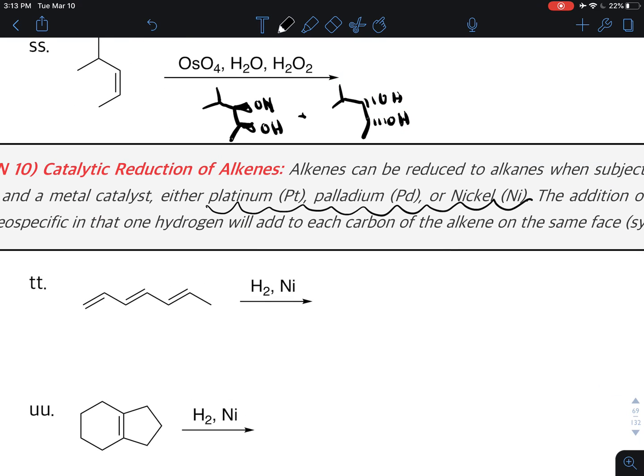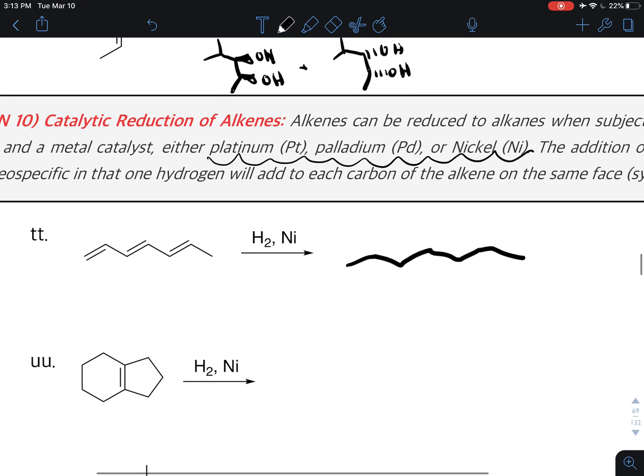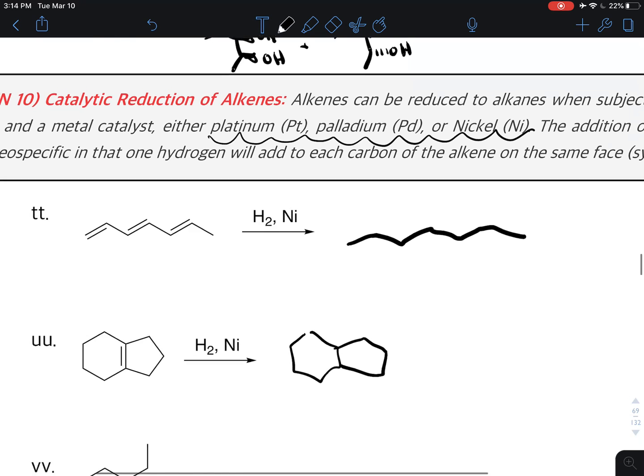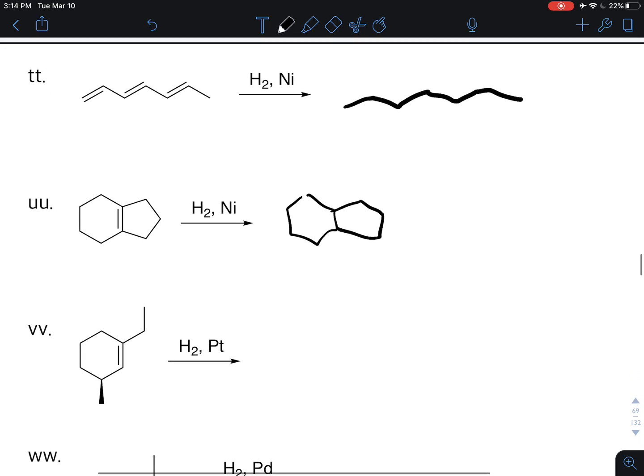So what happens here, you really won't see it in this first example, but all of those pi bonds will just go to their alkanes. Done. Okay, so then for the next example, all of those pi bonds are just going to go away. Done. Okay. Over here, all of these pi bonds are going to go away, but it is syn addition.